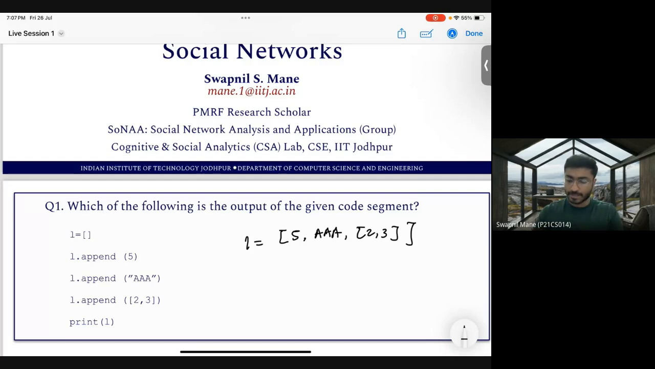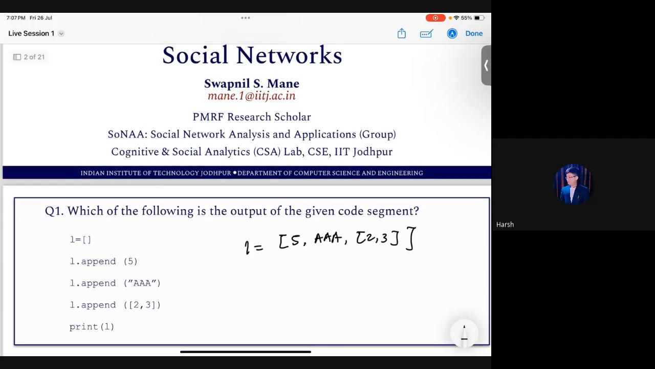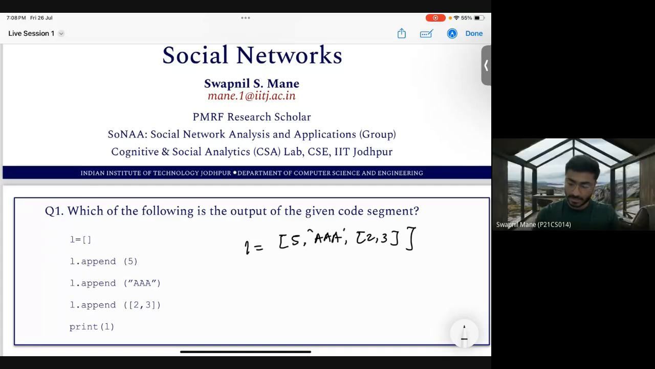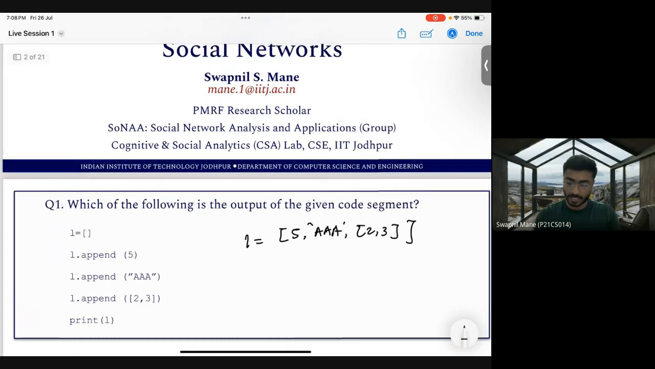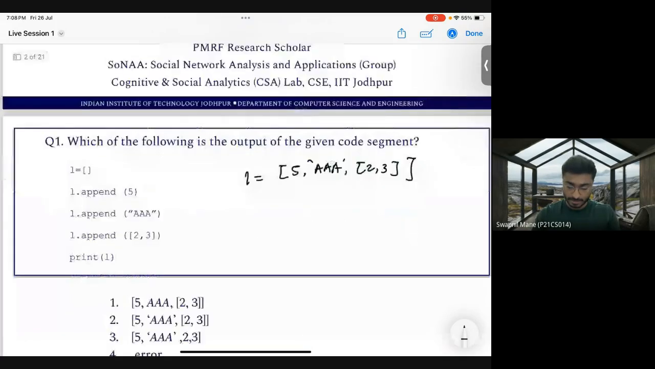Is what I have written here correct, or have I made any mistakes in the writing? Harsh, what do you think? Is it correct or is there any mistake? The triple A should be included as a string, right? It is a string, that's why we have to quote it in single quotes or double quotes maybe.